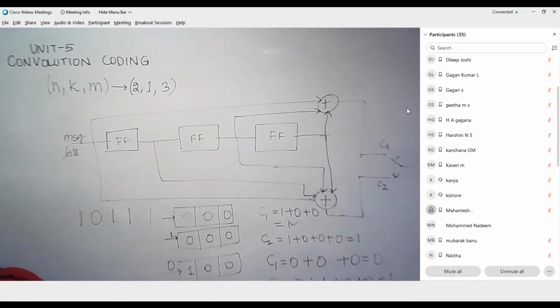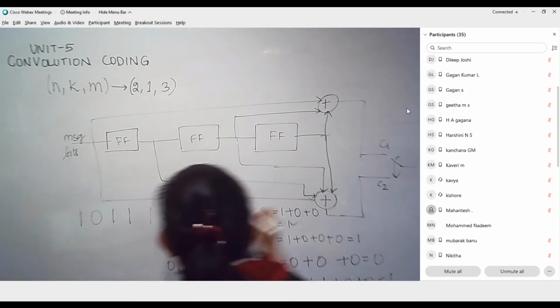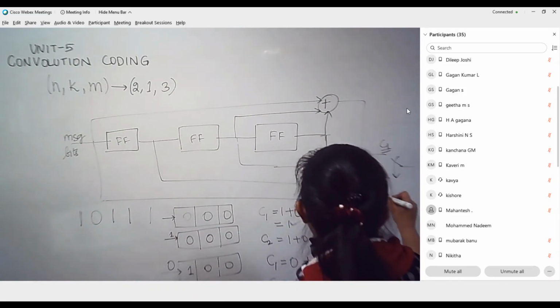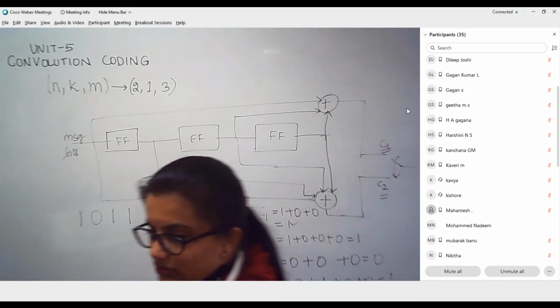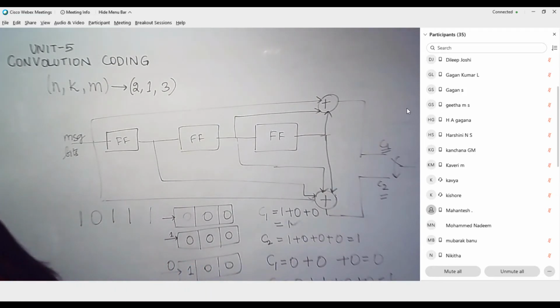Okay, so what we will do now is, to do this encoding process, we will take an easier approach where we make use of a generator matrix to obtain the code word for the given data sequence. So we know that the code word V is equal to U into G. Similarly, the code vector obtained at C1 and C2 can be expressed in terms of D into G.